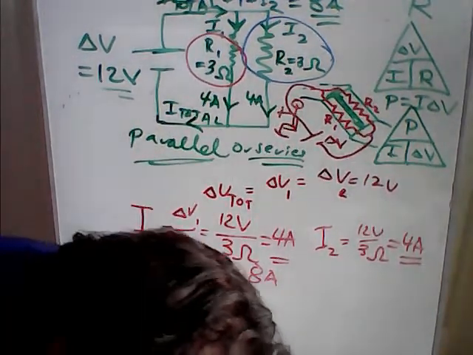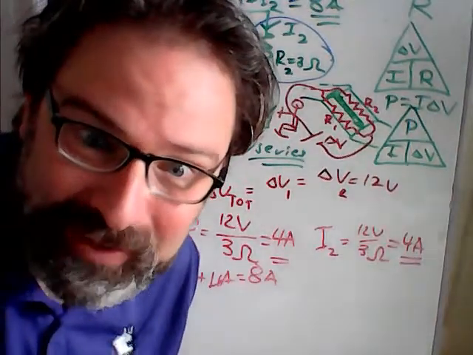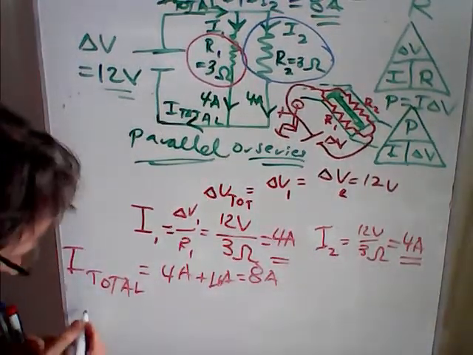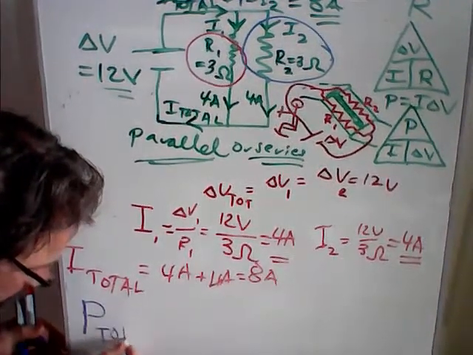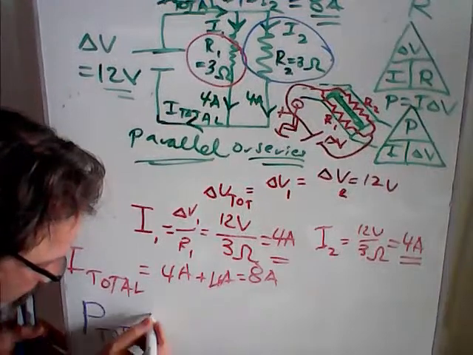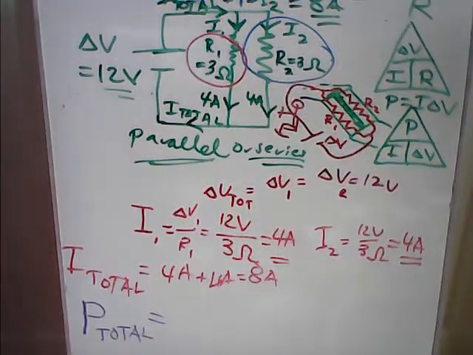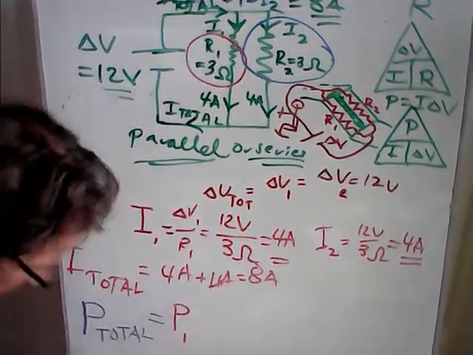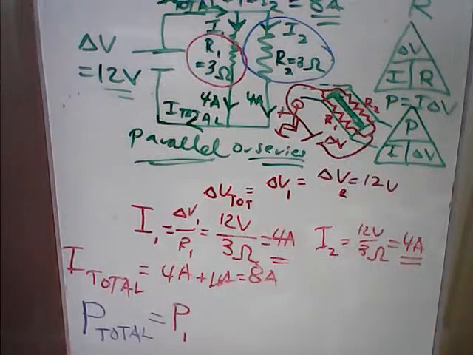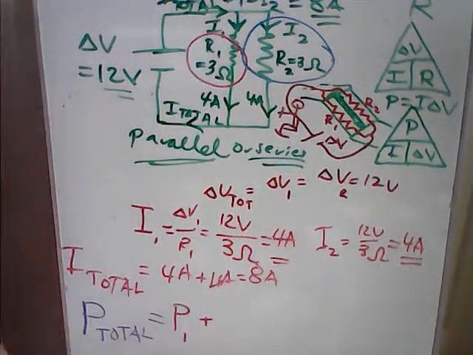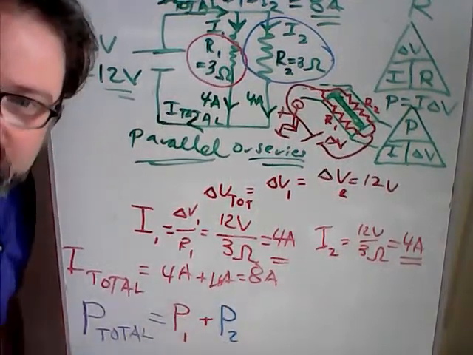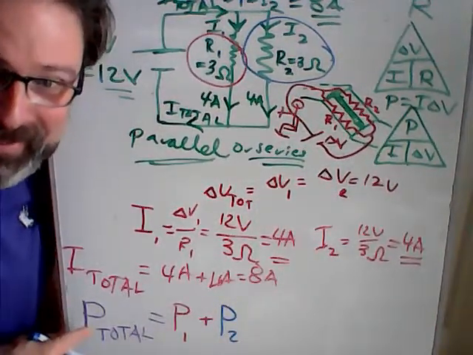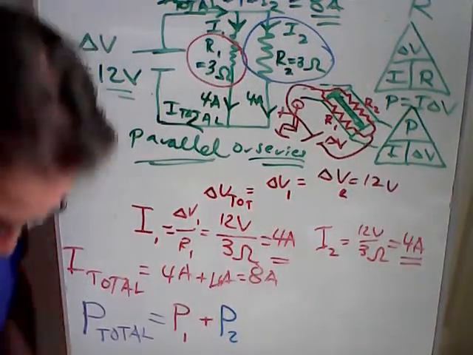Wow. Pedagogy by color mixing. Look at that. I have a purple one. So P total is equal to P1 in red plus P2. And of course, red plus blue makes purple. See what I did there? That's pretty good, right? Hilarious.